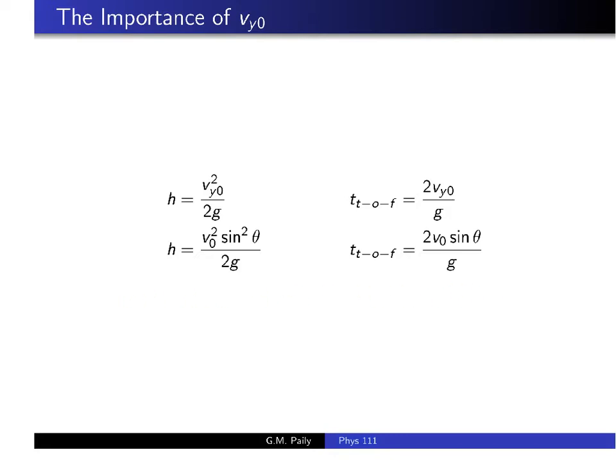Notice an important point. All that the maximum height depends on is Vy naught. That is, the vertical component of the launch velocity. All that the time of flight depends on is Vy naught. In both cases, of course, I'm assuming that g is constant. But assuming that g is constant, all that determines how high a projectile goes and how long it is in the air is Vy naught. This is quite important, especially when you compare two different projectiles.